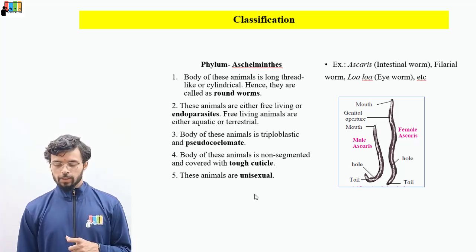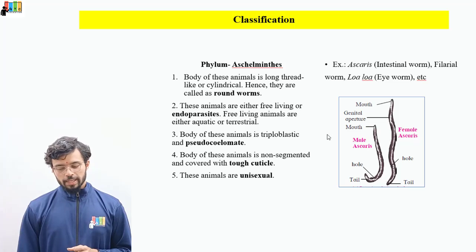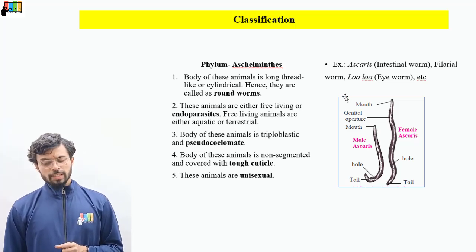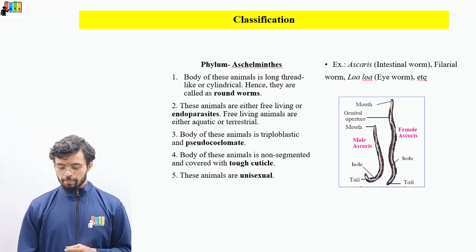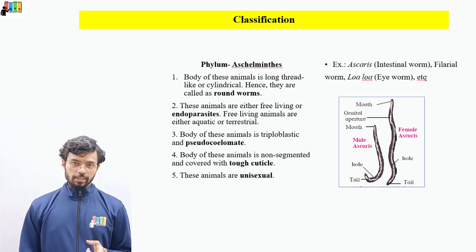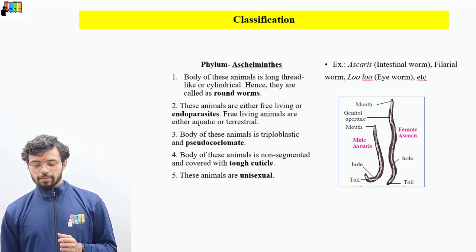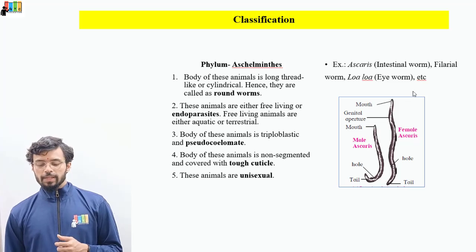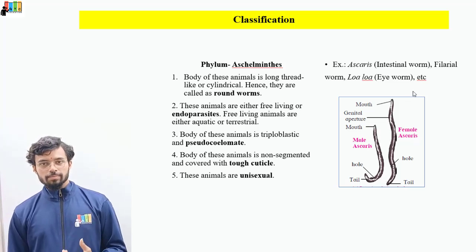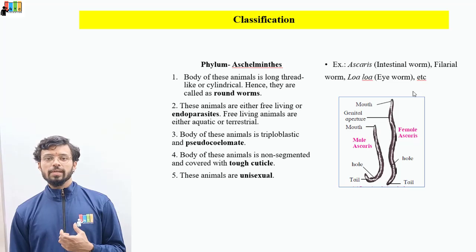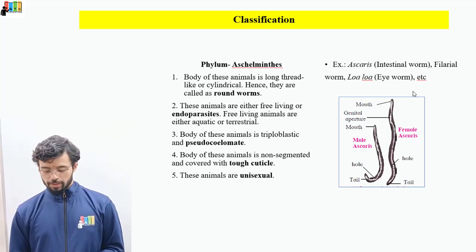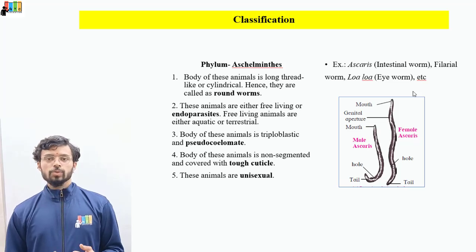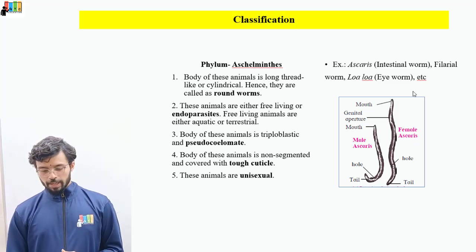Examples: Ascaris, I told you, the intestinal worm, the filarial worm, and also the loa loa or the eyeworm, right? So filariasis is a disease caused by it, so it is also an example of Aschelminthes. Filaria is incurable, right? Whenever you get infections, it usually results in very deadly diseases like elephantiasis, which to date have not been completely cured. They are vector borne, so you should be extra cautious, right?